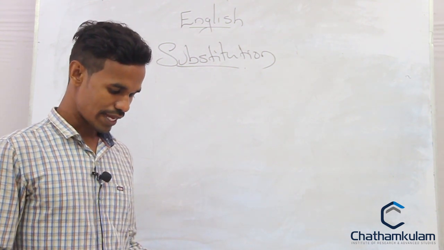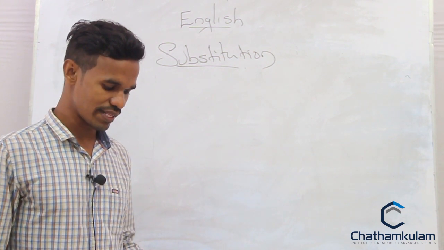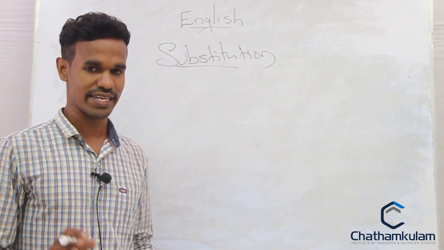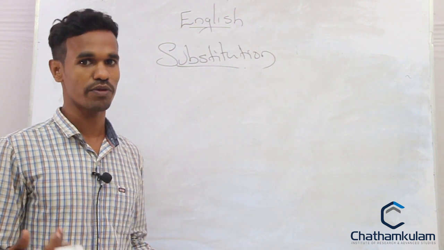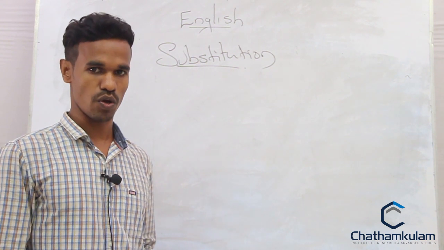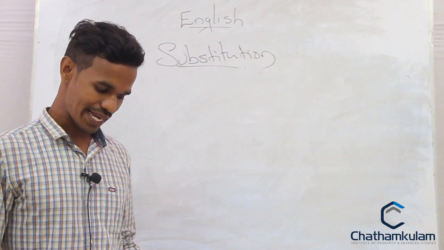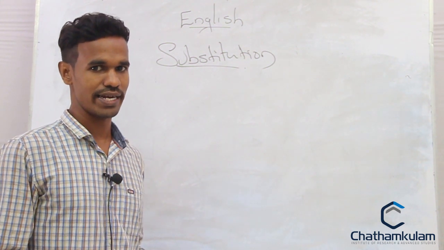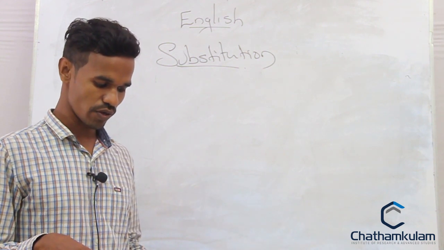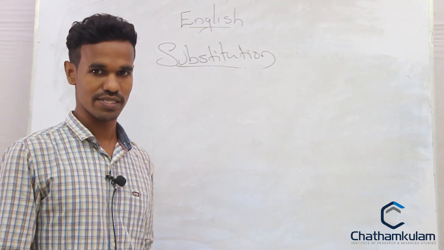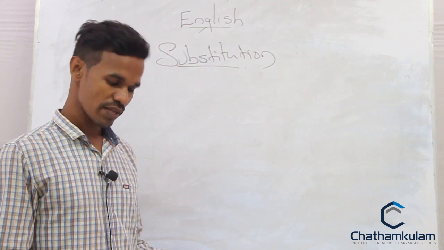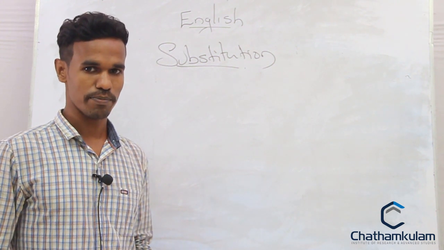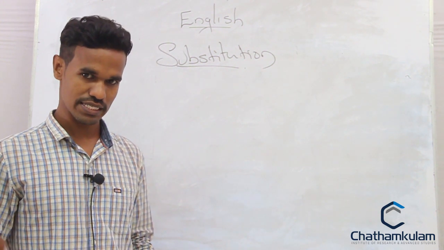And the next question: be the embodiment of, or perfect example of. Let us see the options: characterize, idealize, personify, and signify. Which one do you think is the right answer for the embodiment or perfect example of? What will it be? It will be personify. That is the perfect example of.